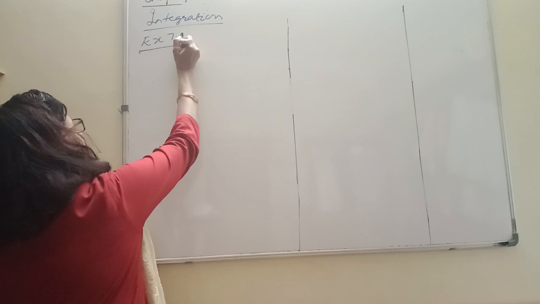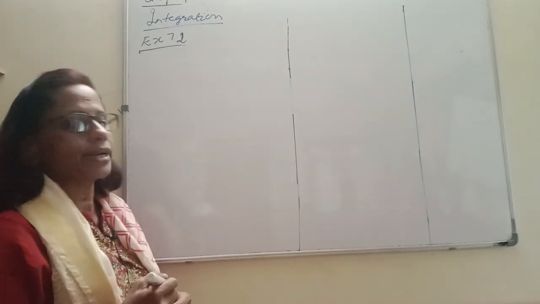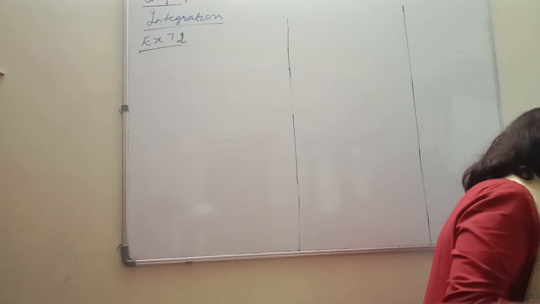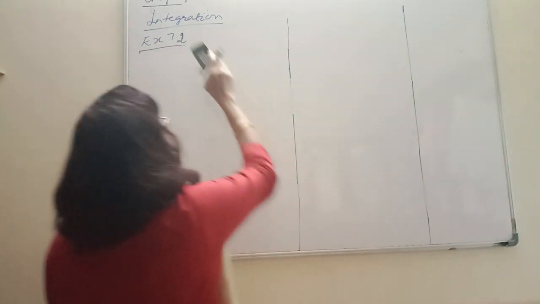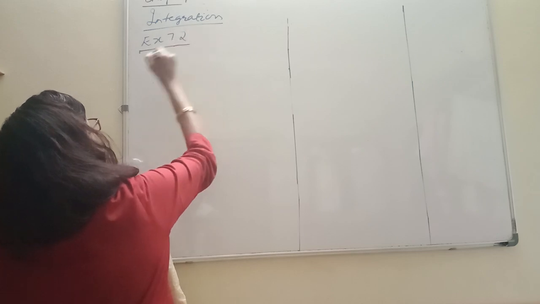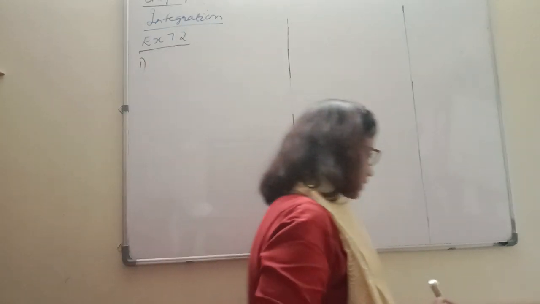So let's start with exercise 7.2, and I think I should drop and write. Overwriting doesn't look nice. So let me write exercise 7.2. I just skipped my attention. Yeah. And we can start with the first problem. Let's see how it is.